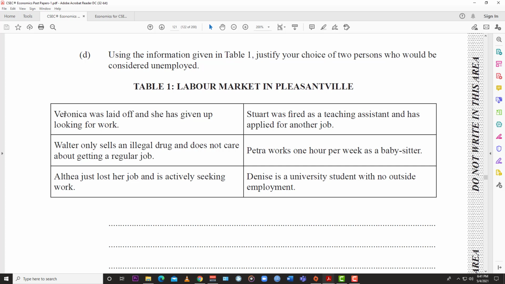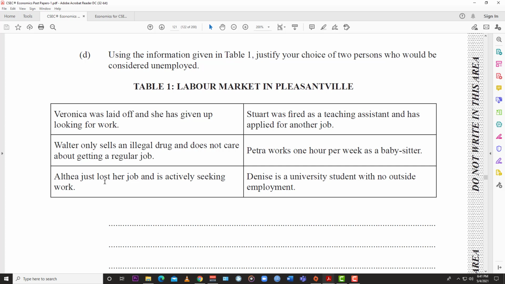And so let's go. Who's unemployed? Veronica was laid off and she has given up. So Veronica is not unemployed. Veronica has actually left the labor force because she has given up looking for work. So we don't need Veronica. Who would be considered unemployed? Not Veronica. Walter only sells illegal drugs and does not care about getting a job. Walter ain't in it either. So Walter is not considered unemployed. He's not even in the calculations for the workforce.